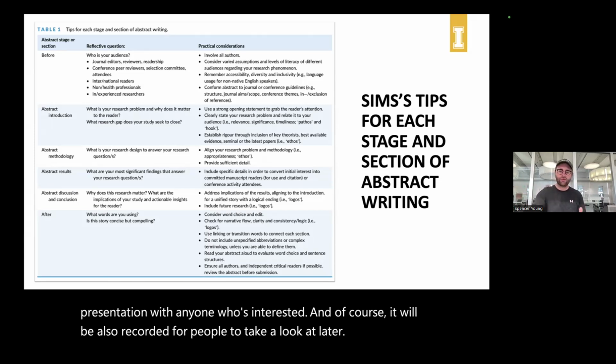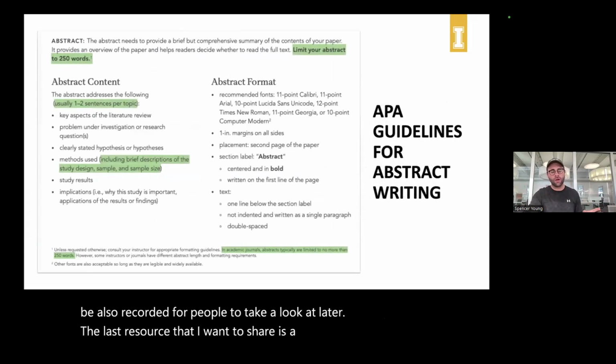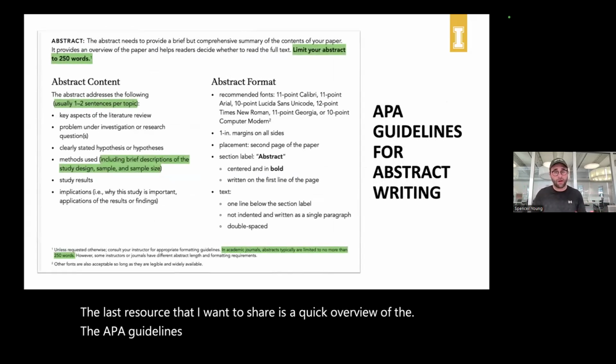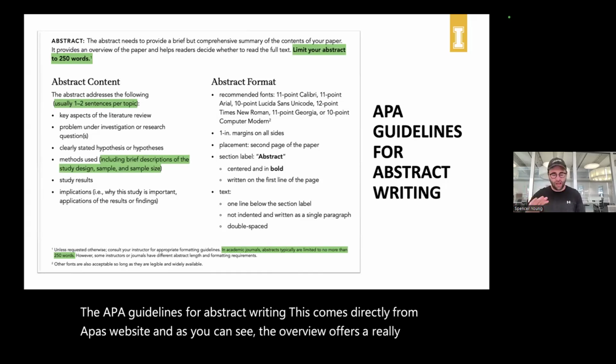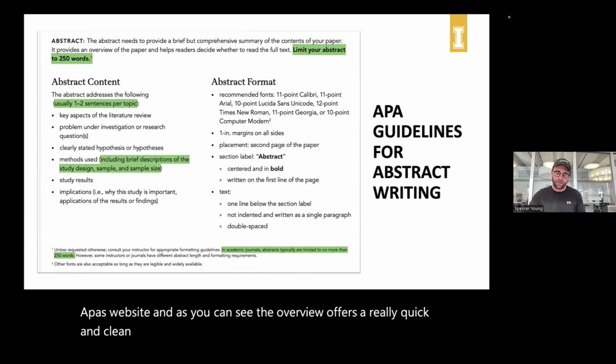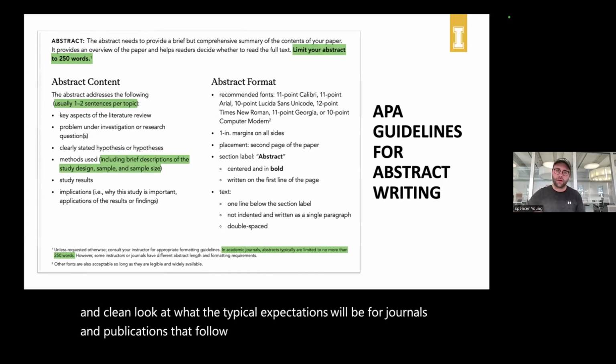The last resource that I want to share is a quick overview of the APA guidelines for abstract writing. This comes directly from APA's website. And as you can see, the overview offers a really quick and clean look at what the typical expectations will be for journals and publications that follow the APA style guidelines. So a few things of note.